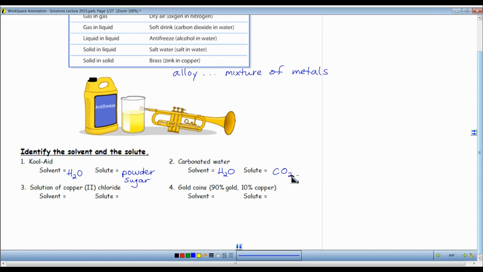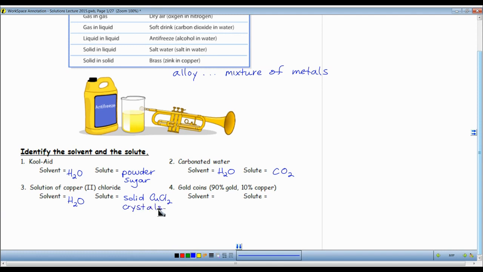When I make a solution of the copper 2 chloride, I go to the electronic balance, and I measure X amount of grams of my green copper 2 chloride crystal, and I dissolve it in a certain amount of water. And my solvent would be the water, and my solute would be the solid copper chloride crystals.